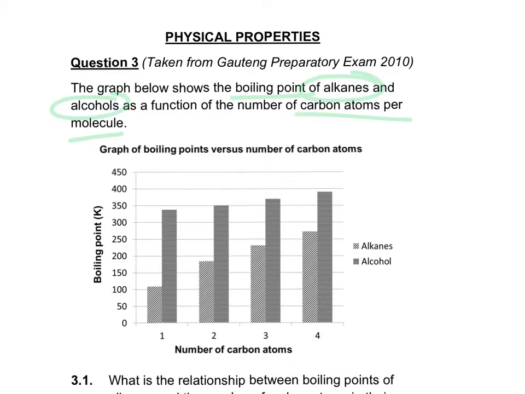The first question they ask us is, what is the relationship between boiling points of alkanes and the number of carbon atoms in their molecules as shown in the graph above. So if we look at this, here's the alkanes, it's these ones, okay? And as the number of carbon atoms increases, so does the boiling point. So that's the first question, okay?